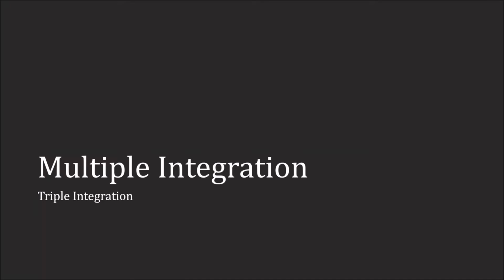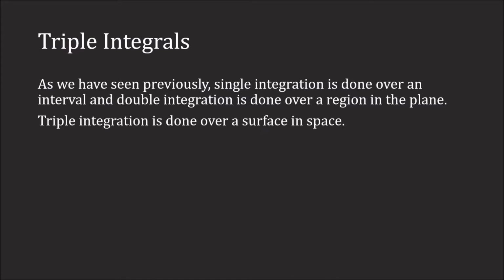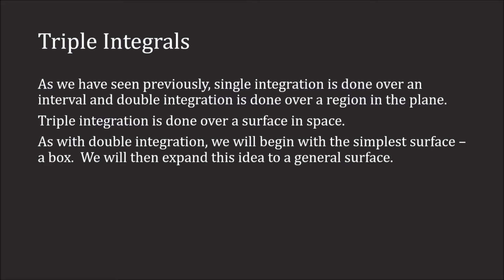We will now study triple integration. Now, as we have seen previously, single integration is done over an interval, and double integration is done over a region in the plane. Triple integration is done over a surface in space. As with double integration, we will begin with the simplest surface, a box. We will then expand this idea to a more general surface.